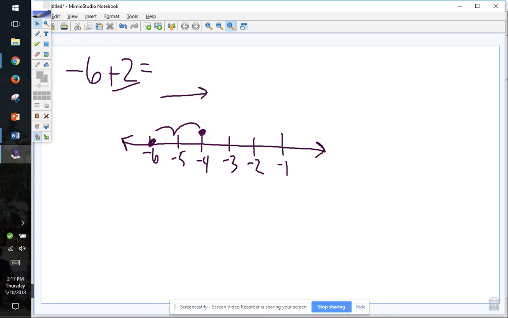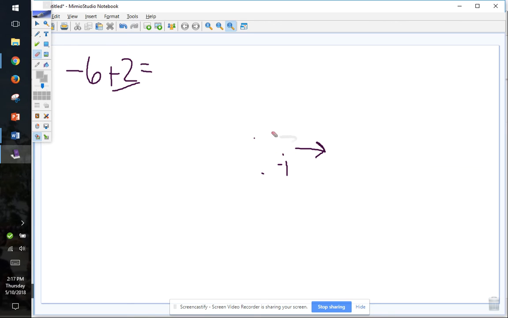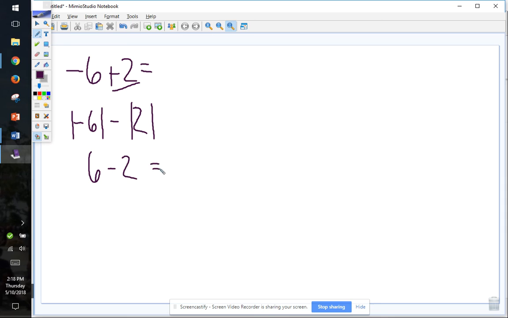All right, here's another way to think of it. We talked about anytime you see the negative symbol and a positive symbol and you're adding, to think of it as a subtraction problem. So in this case, I'm going to think of it as a subtraction problem, but only subtract the absolute values. So in this case, I'm subtracting the absolute value of -6 minus 2. The absolute value of -6 is 6 minus 2, which equals 4.